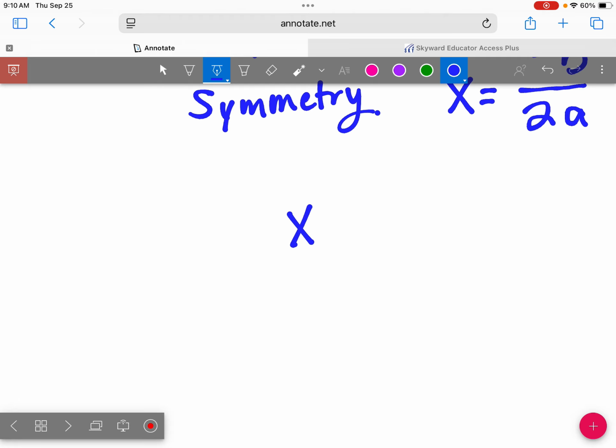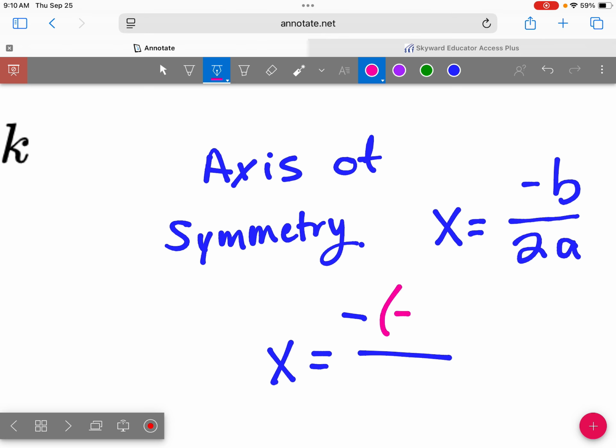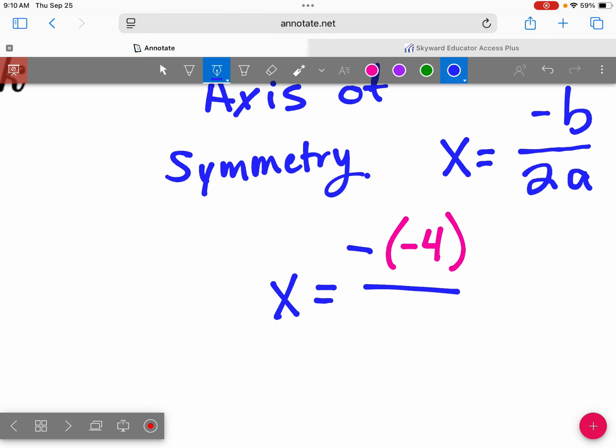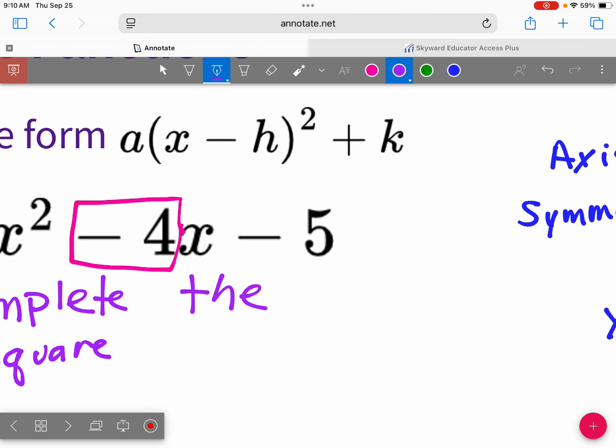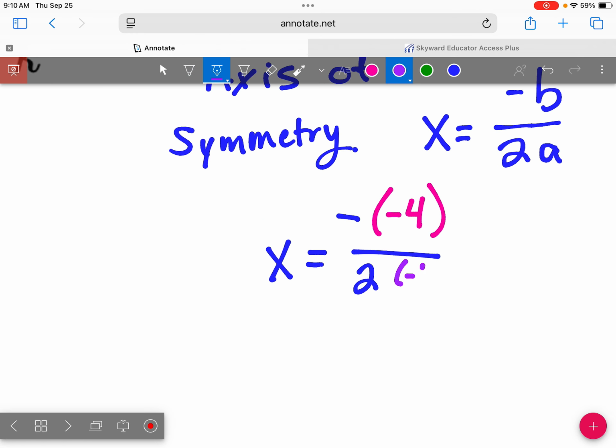So we can find the x value of our vertex by taking the opposite of b. And our b is our -4. So the opposite of -4 over 2 times our a. And our a is -1. Well, that's the same thing as if I had +4 over -2. What does that simplify down to be?